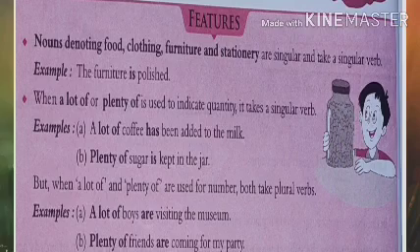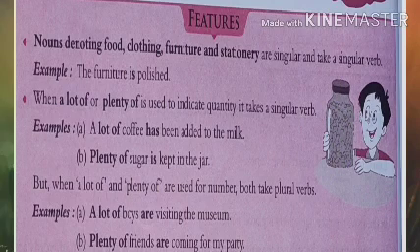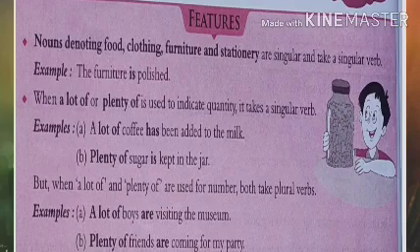Now let's look at the rules as mentioned in the heading features in your book. First one, nouns denoting food, clothing, furniture and stationery are singular and take a singular verb. Don't forget, children, the nouns that show food or clothing or furniture or stationery are considered singular in number and they take a singular verb also. For example, the furniture is polished. Never ever say the furniture are.